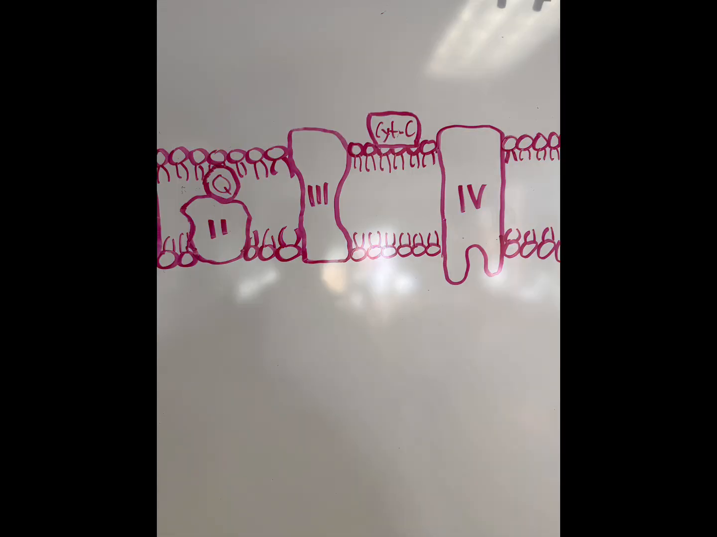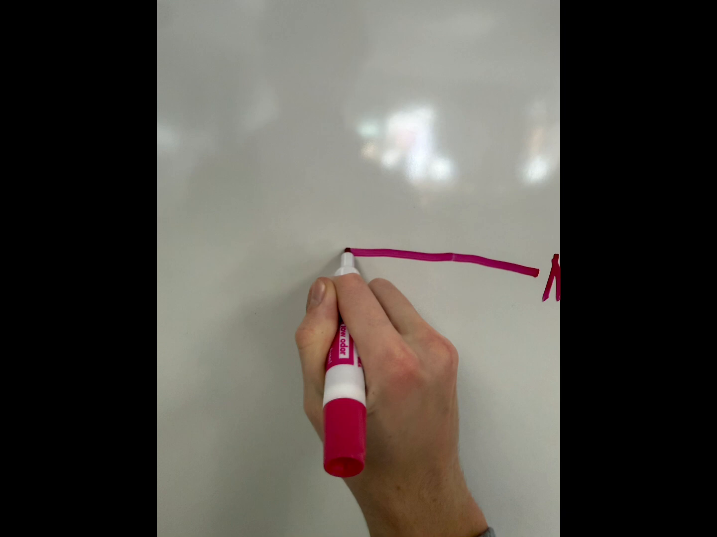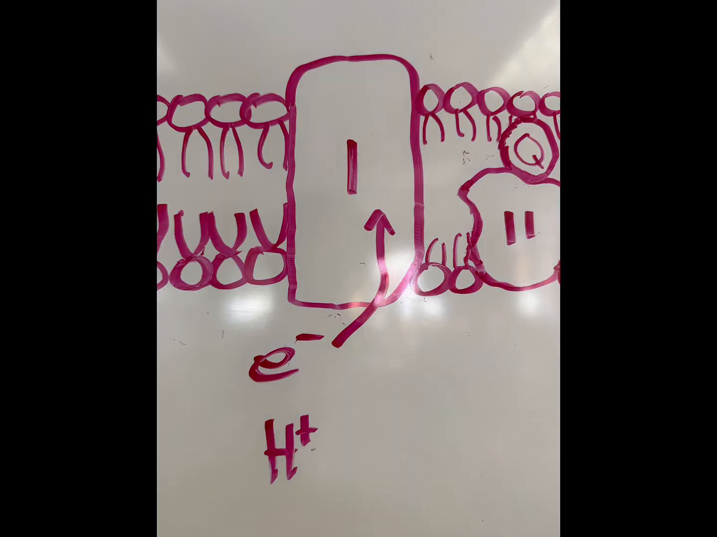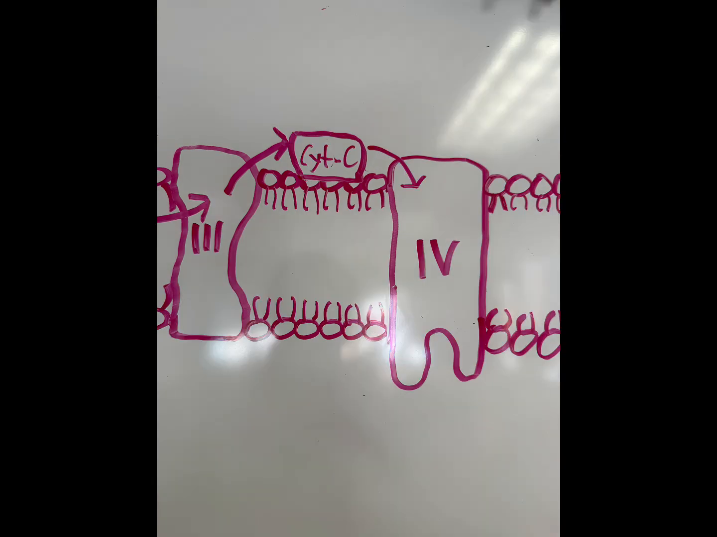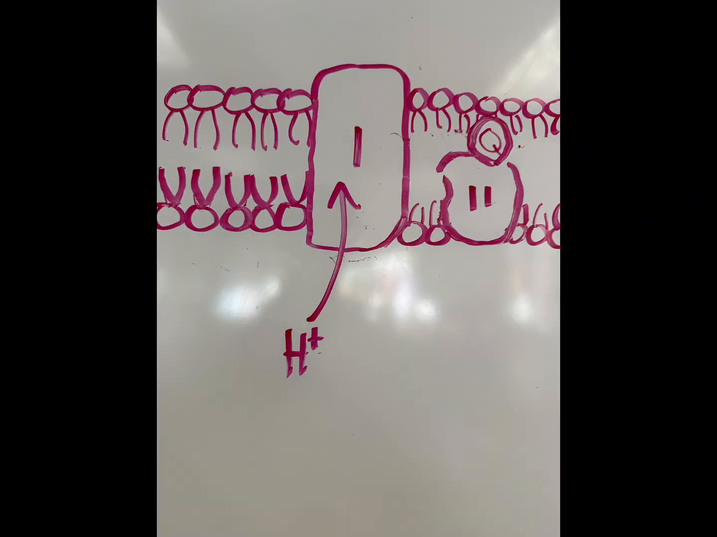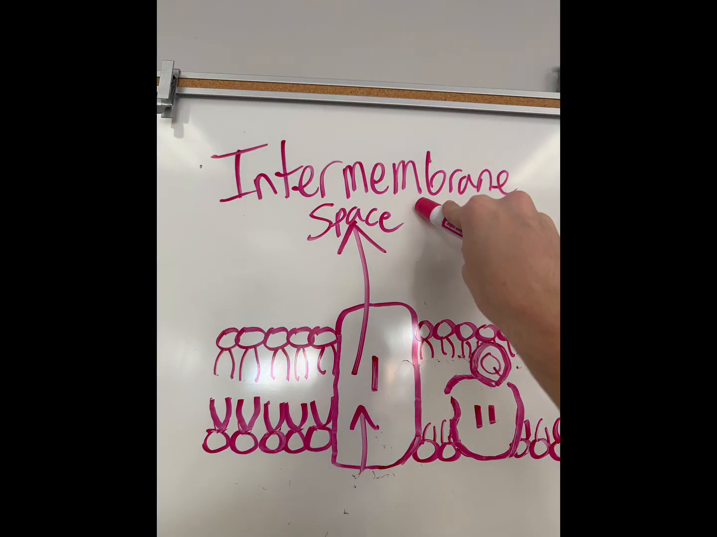At the start of this process, we see NADH turn into a proton, an electron, and NAD+. NAD+ then goes back to the Krebs cycle. The created electron goes through each protein, including cytochrome c, and turns into 2 electrons and water. The proton goes through a protein into the inner membrane space, where it is then used by the ATP synthase.